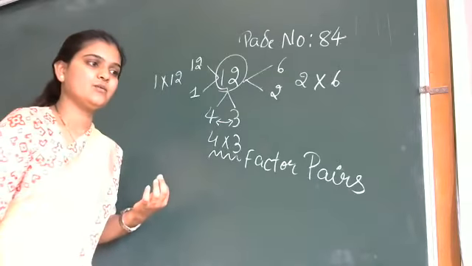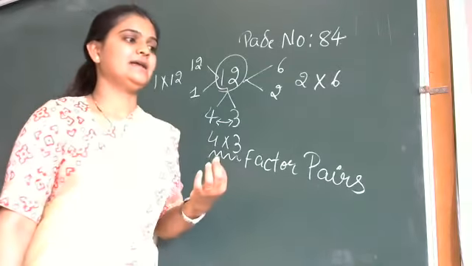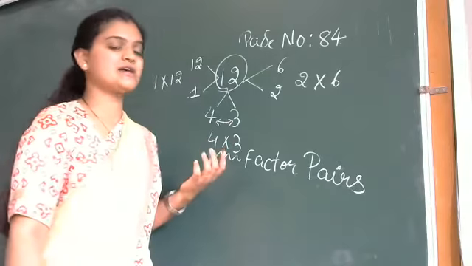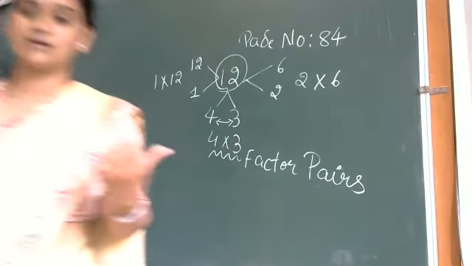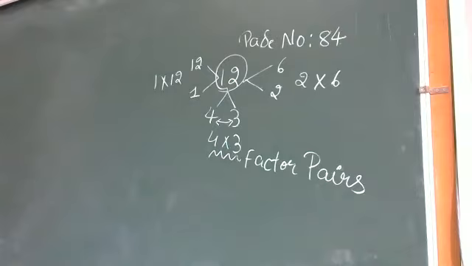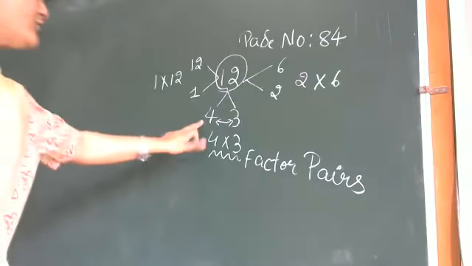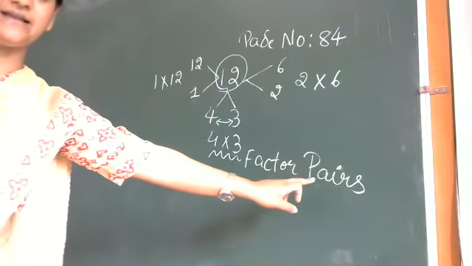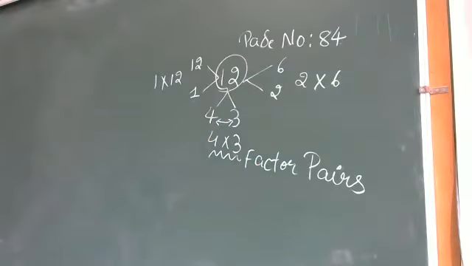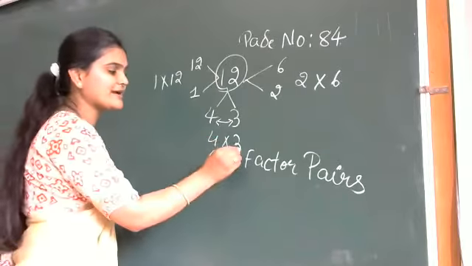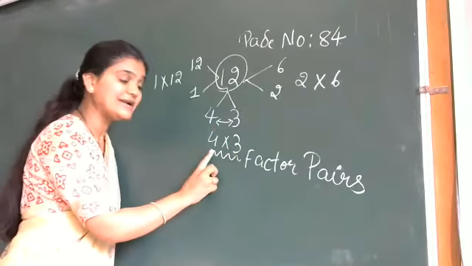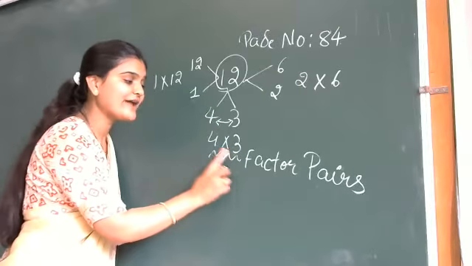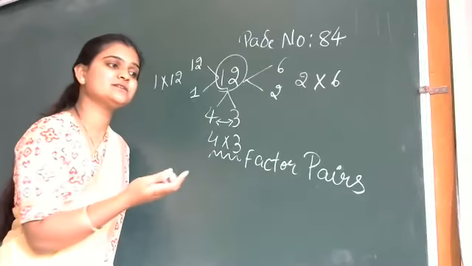Is it clear? What is a pair? Yes, 4 and 3 are, 6 and 2 are. 3 and 4, yes, 3 and 4 are. So here we have 4 into 3 or 3 into 4. These are the factor pairs. Next. Tell me what this product will give us. The multiplication of a factor pair is equal to what?